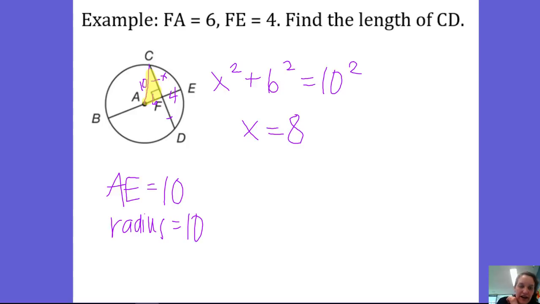And so I know that this radius is bisecting this chord. So if CF is 8, then FD is 8. And so CD, that whole enchilada, is 8 plus 8, 16.